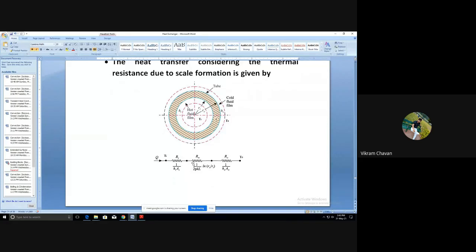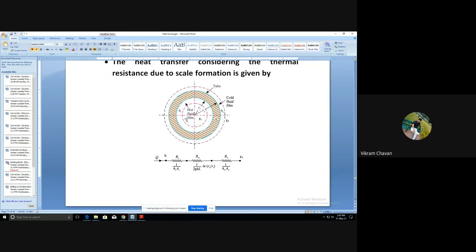Okay, in the electrical analogy circuit diagram, the overall temperature difference is Ti minus T naught. We have to add up all the resistances in the denominator side.